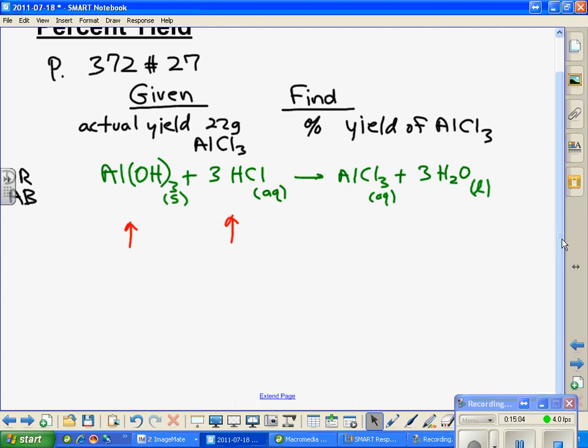There's something else that's given. We don't have everything here. What else is given? Did they give you the amounts of the reactants? They had to. Yeah, 14. Okay, good. We got 14 grams of aluminum hydroxide.